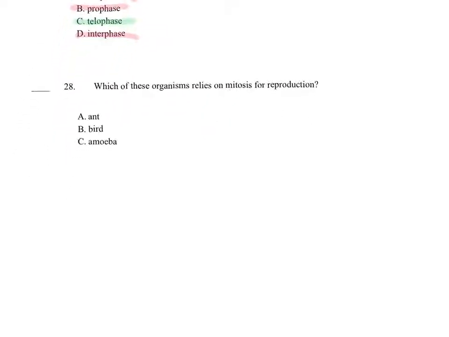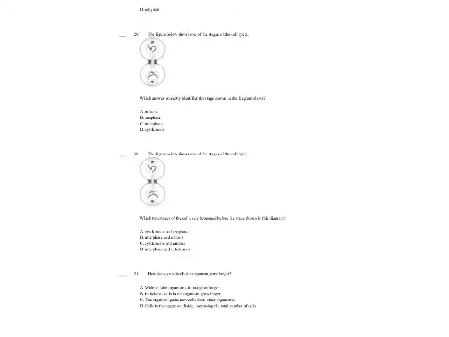Which of these organisms relies on mitosis for reproduction? Single-celled organism, amoeba. You know these are multicellular, even if you didn't know that amoeba was single-celled. And jellyfish is multicellular as well. All right, the figure below shows one of the stages of the cell cycle. Which one? D, cytokinesis. You see how easy these are?